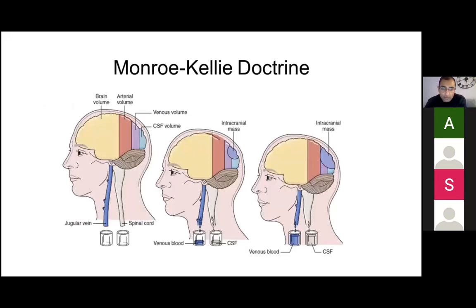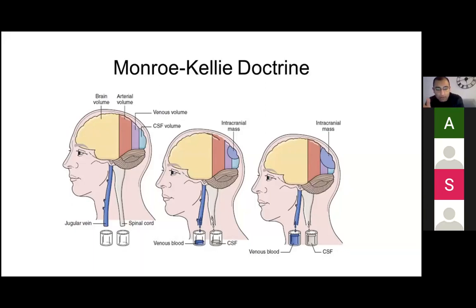To understand and manage head injuries, it's quite important to understand what we call the Monro-Kelly doctrine. This theory basically says that the head is a closed compartment, and we've got a balance between brain volume, arterial volume, venous volume, and CSF. Now it's a closed compartment, so it's got what we call intracranial pressure. If there's an increase in any one of those things, we'll get a rise in intracranial pressure.